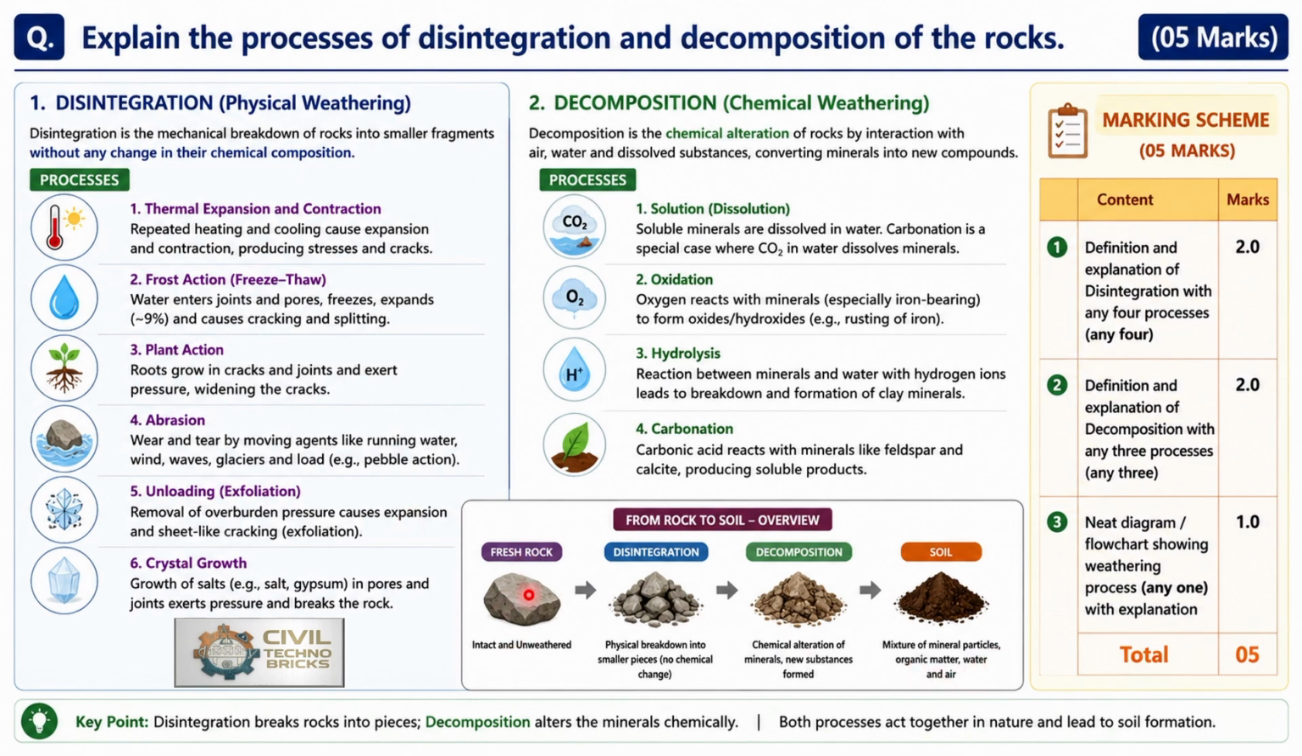Here the fresh rock is transformed into soil on the basis of disintegration first and then decomposition second. Disintegration breaks the rocks into pieces, whereas decomposition alters the minerals chemically. Both processes act together in nature, and that forms the soil at the end as output.